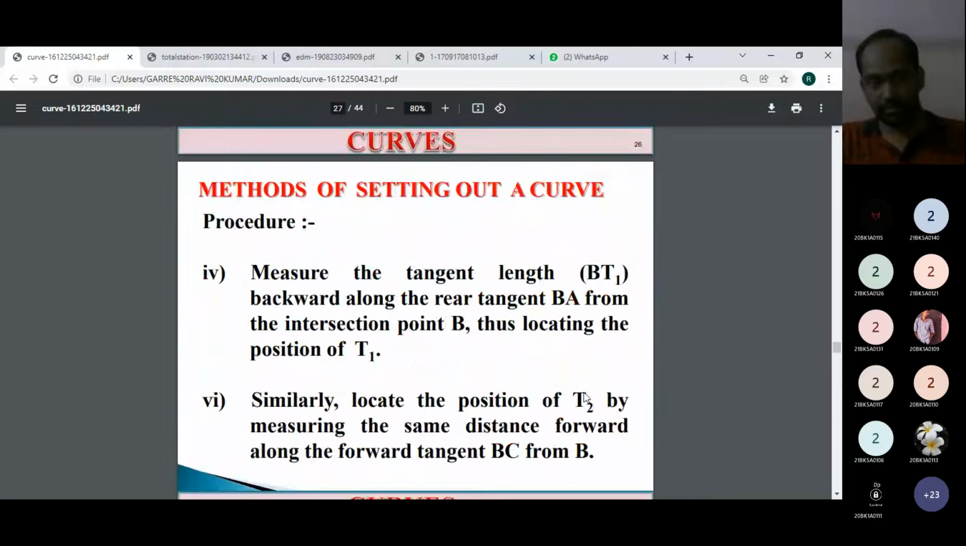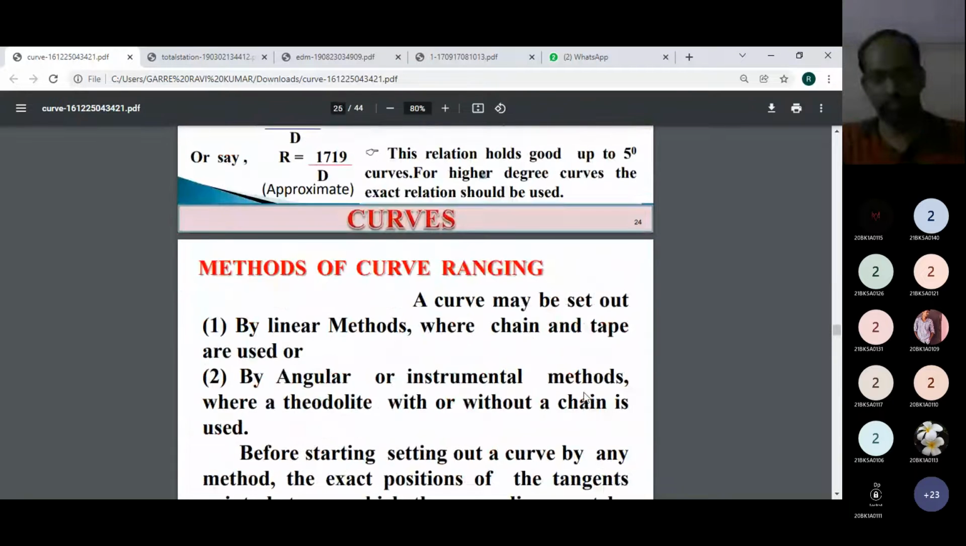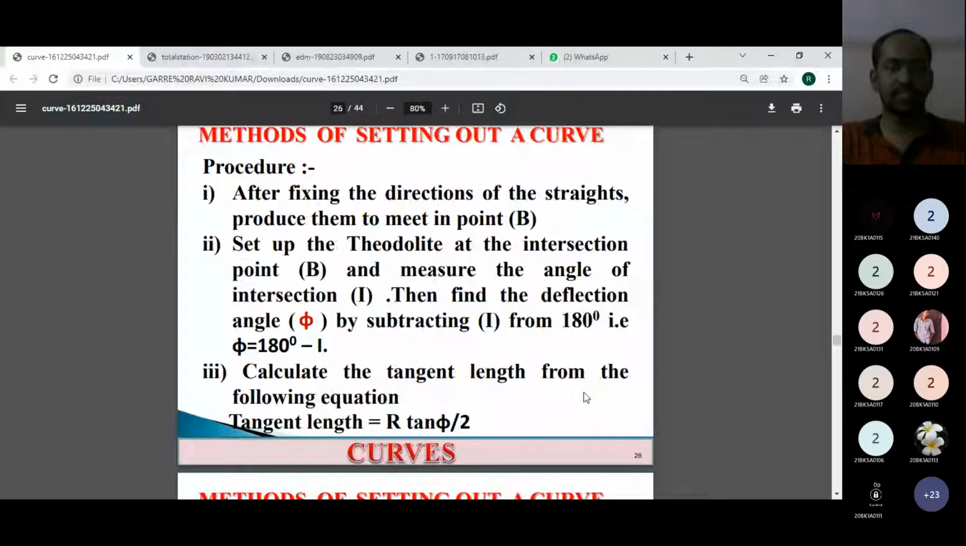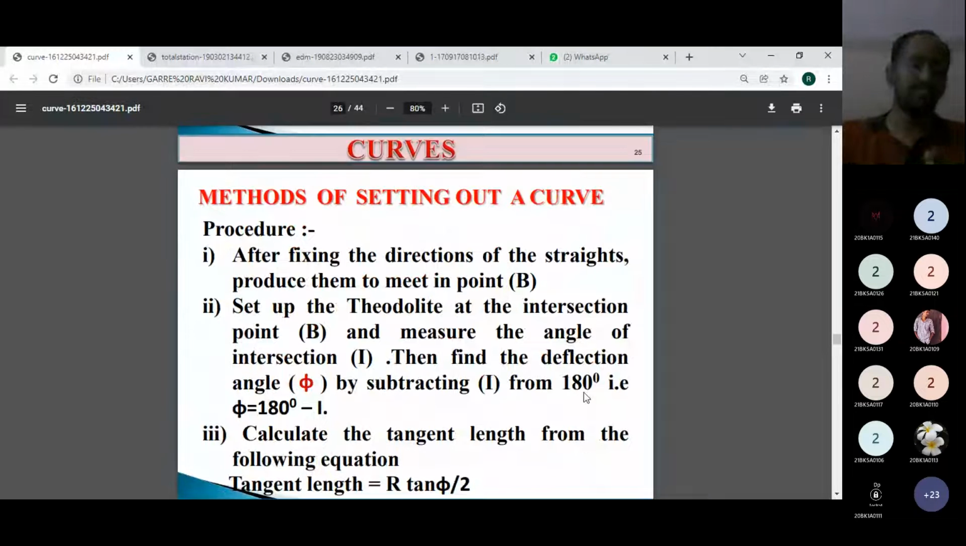You can see here, first we will see the procedure for both the methods. Here is the procedure of setting out a curve. First, after fixing the directions of the straights, straights means tangent lines here, the AB line and the BC line. The straights are nothing but the tangent lines, the roads.